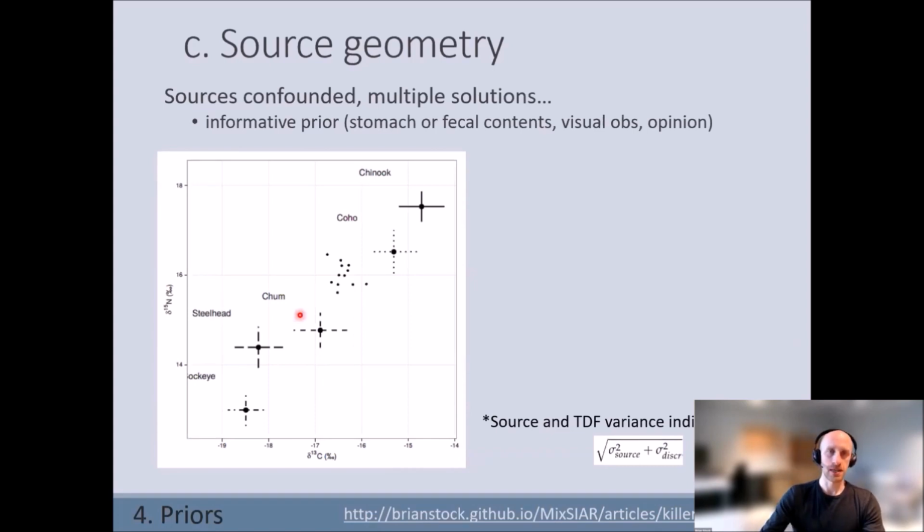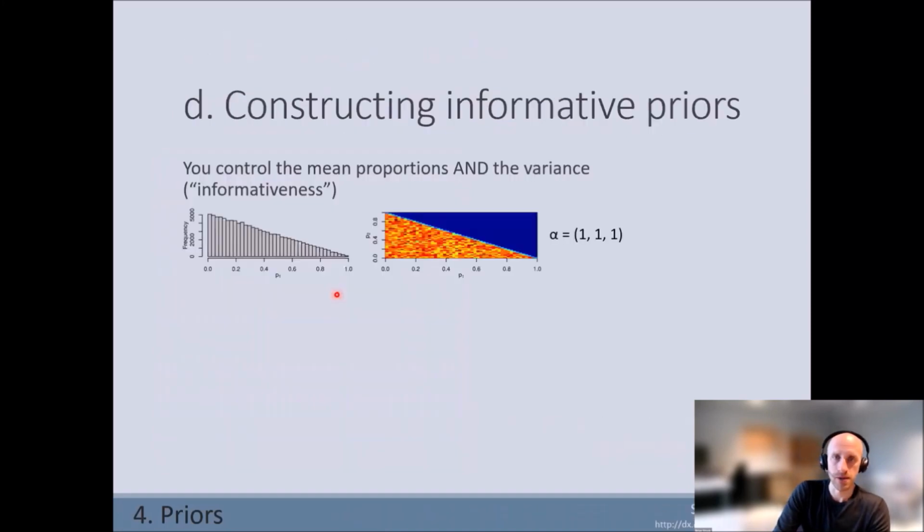Sometimes, as in the killer whale example that's also included in the package, you have sources that are confounded. What do I mean by that? These are your killer whale consumer points, and then you have two sources that are behind each other. So the model can't tell whether it's a Chinook salmon or coho salmon that should be bringing the consumers up to the upper right. In that case, an informative prior from other information can be quite helpful. The killer whale example shows one way how to do that.